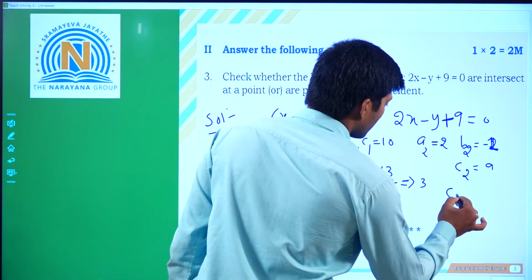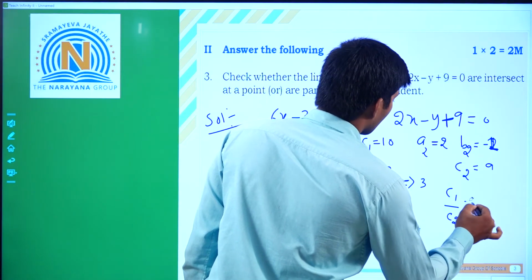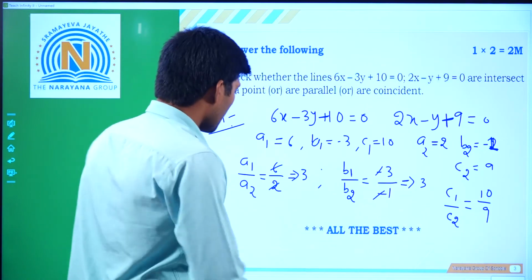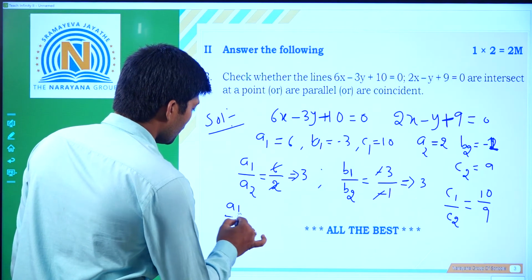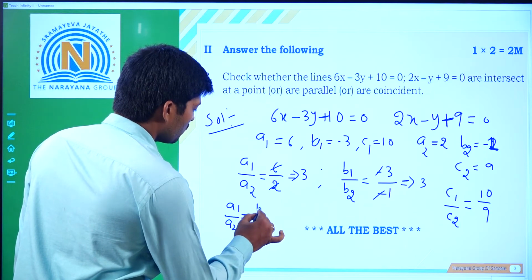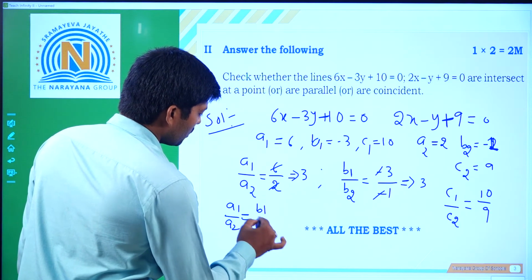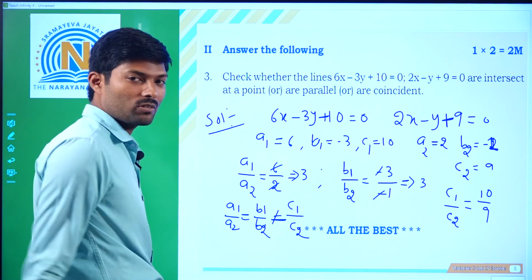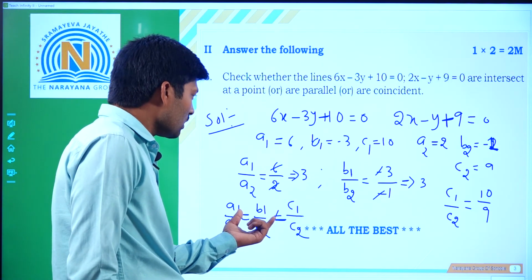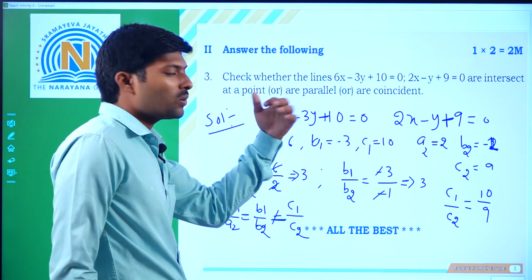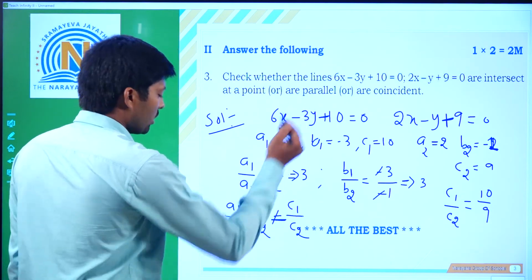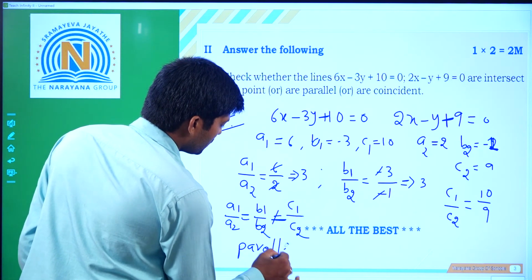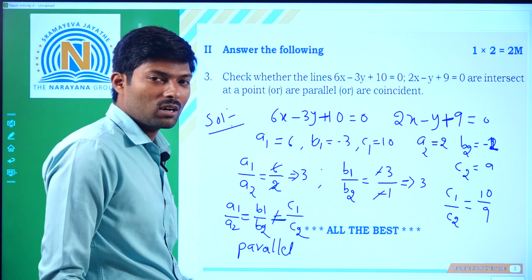So, what is c1 by c2? That is 10 upon 9. From these three conditions I can write a1 by a2 is equal to b1 by b2 is not equal to c1 by c2. This condition expresses which type of lines? Those lines are parallel lines. This condition represents parallel lines.